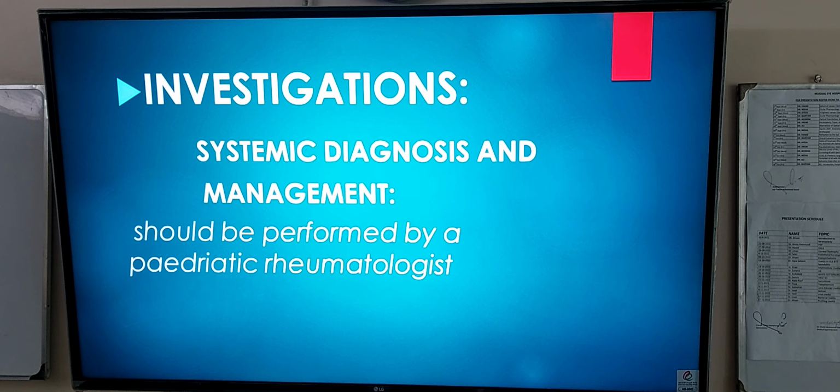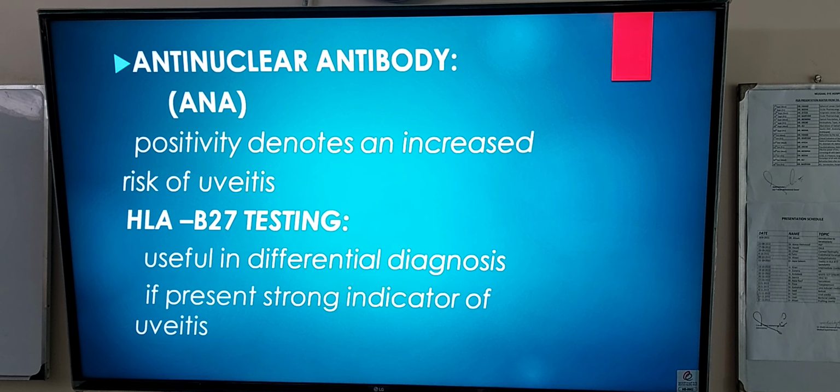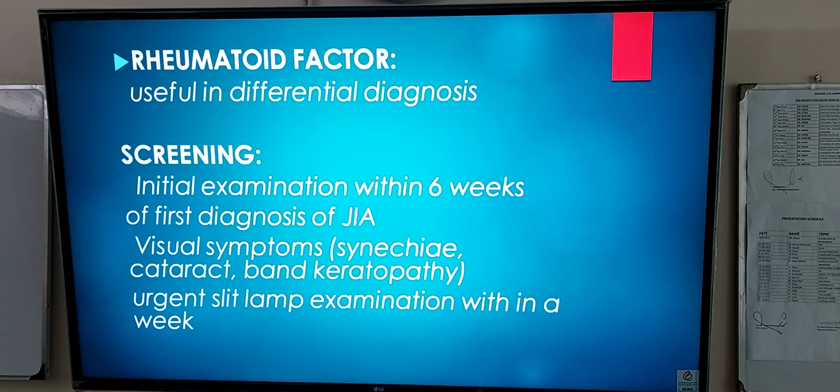Investigations we do in juvenile idiopathic arthritis: systemic diagnosis and management should be performed by a pediatric rheumatologist, so proper treatment can be started. Anti-nuclear antibody positivity denotes an increased risk of uveitis. This is an investigation we can go for. B27 testing is useful in differential diagnosis; if present, it is a strong indicator of uveitis. Rheumatoid factor is again useful in differential diagnosis.